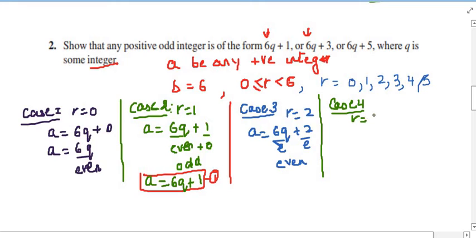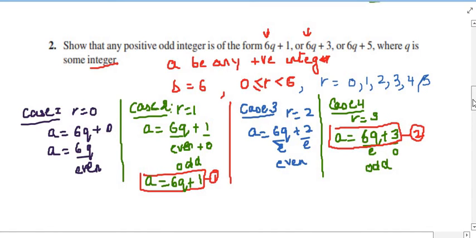When r is 3, a will be equal to 6q plus 3. This is even, this is odd. Even plus odd will be an odd. So this will be an odd integer. Let's name this as equation number 2. Now case 5.